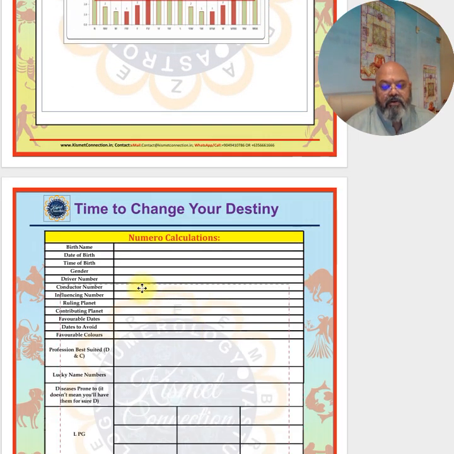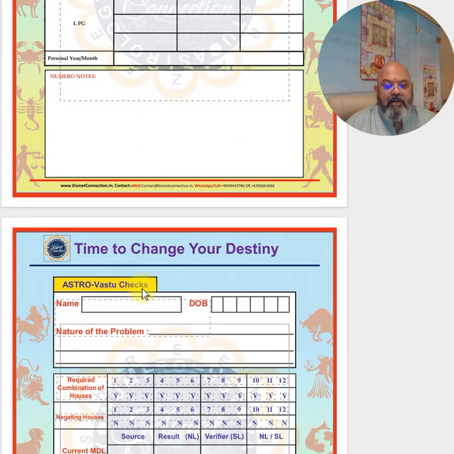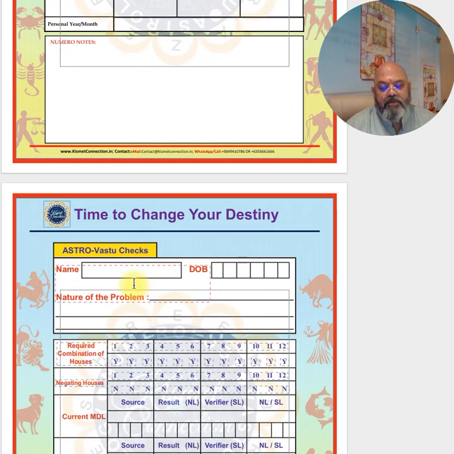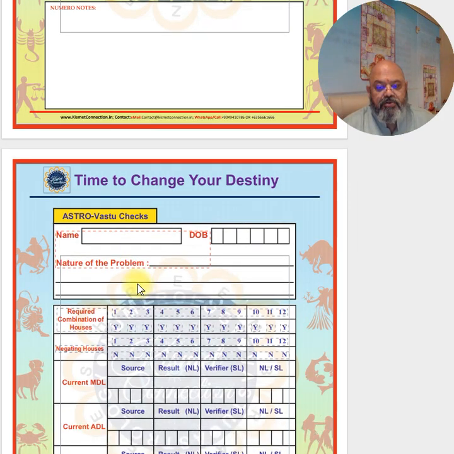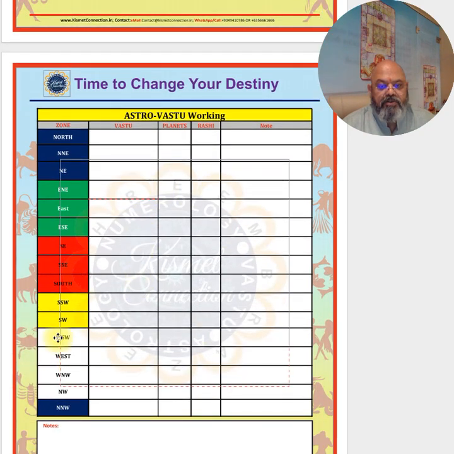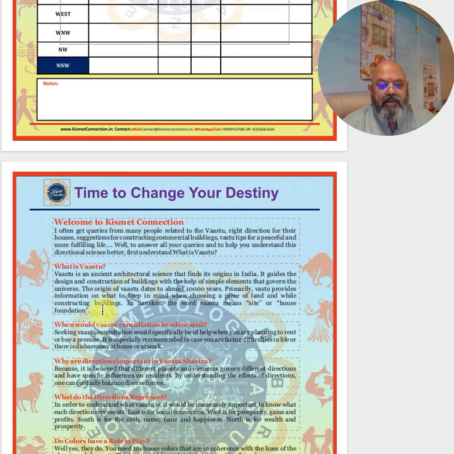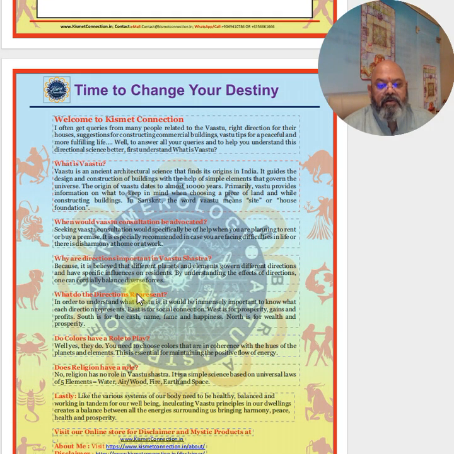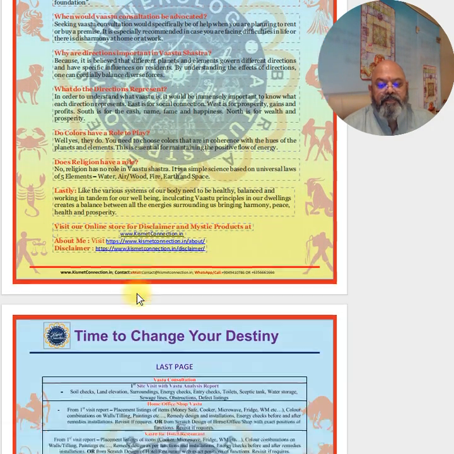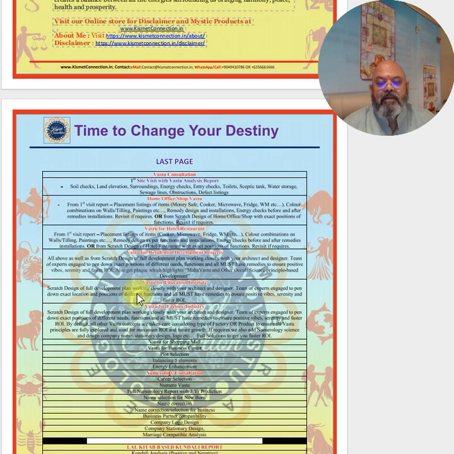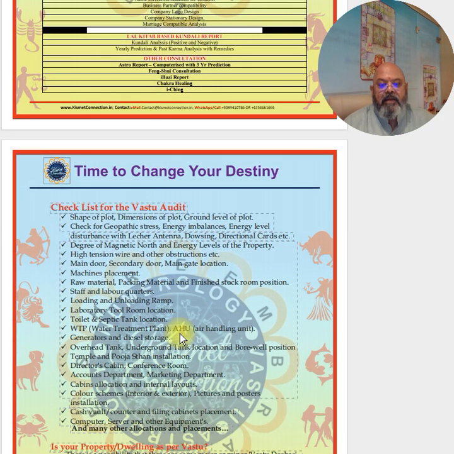Numerology related calculation of the main client. Then the Vastu checks if any specific person is having challenges after doing the Vastu. Then we do the Vastu checks, Vastu working. Just information about Kismet Connection and the basics about what is Vastu and all that. This is our Vastu consultations, home, office, restaurants, etc. And the checklist of the Vastu audit. So these are the information we check.